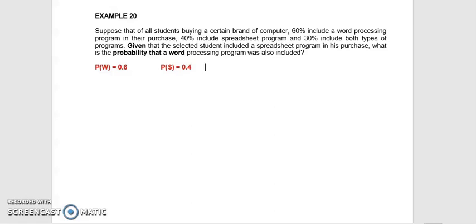And 30% includes both types. Both means word and spreadsheet, so this means the intersection. So probability of W intersect S is equivalent to 0.3. Now how to write this sentence into a mathematical sentence? We want to find the probability that a word processing program is included, given the condition, the selected student included a spreadsheet program.